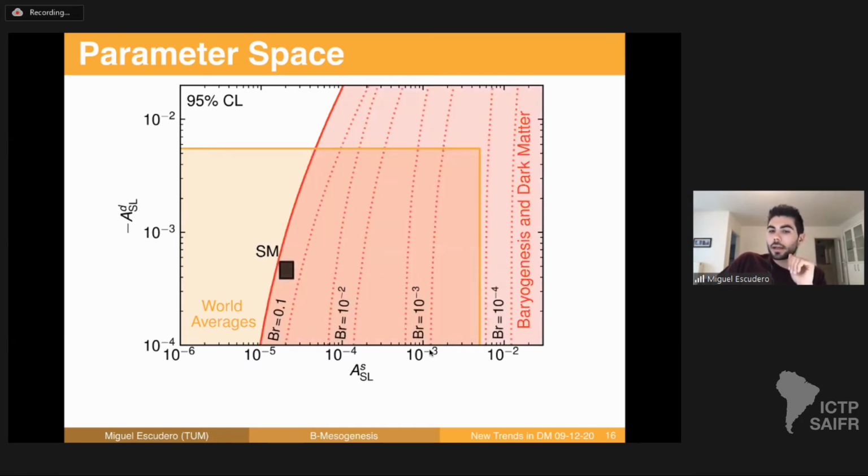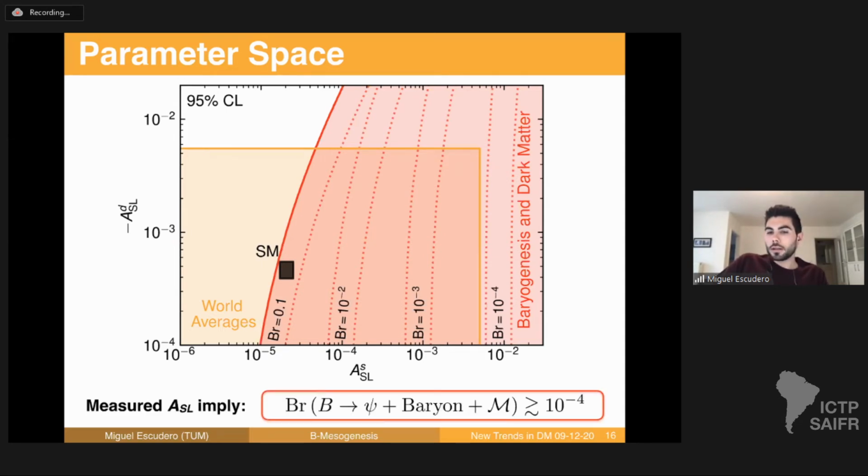And here I have superimposed the result of a full parameter space exploration that shows that in all this red region of parameter space, one can achieve baryogenesis and dark matter production within our mechanism. So one of the conclusions you can reach from seeing this plot is that the measured semi-leptonic asymmetries imply that the branching fraction for this new decay mode should be larger than 10 to the minus 4, so rather large.